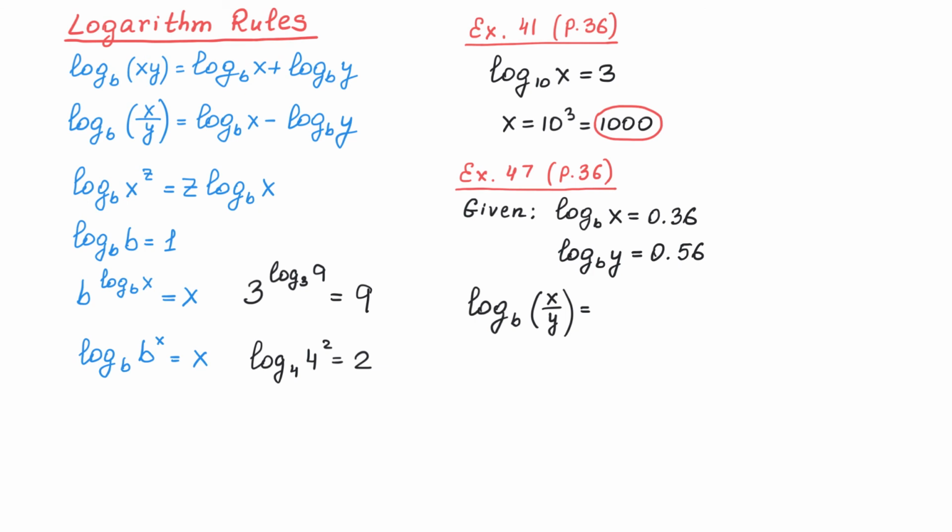Now we will do exercise 47 on page 36. Here we are given that log base b of x equals 0.36 and log base b of y equals 0.56. We will find log base b of x over y. So as you see, we are given individual logarithms, but here we have the logarithm of a quotient. Therefore, we will apply this rule where we can write the logarithm of a quotient as a difference of two individual logarithms. So then, all this equals log base b of x minus log base b of y.